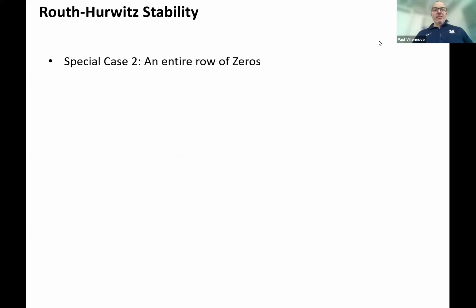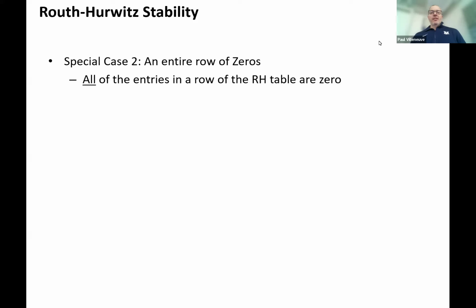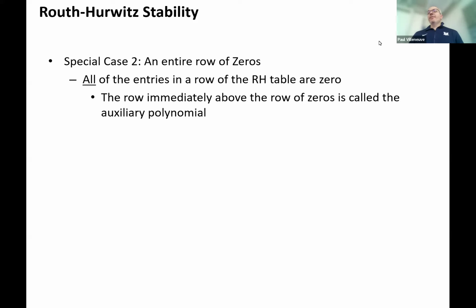which means we have an entire row of zeros. And an entire row of zeros typically gives us a very important piece of information about our system. And what does that tell you? It'll actually help tell us if we have a marginally stable system. And we'll see that here in a little bit.